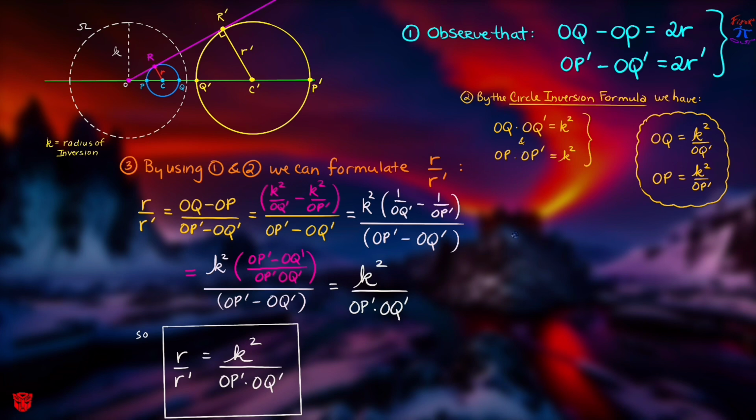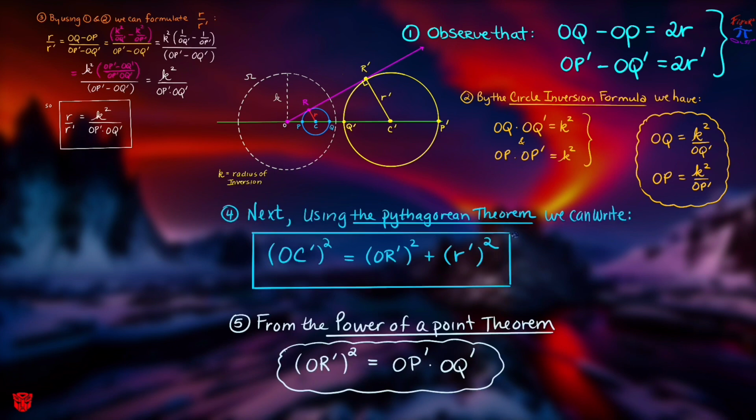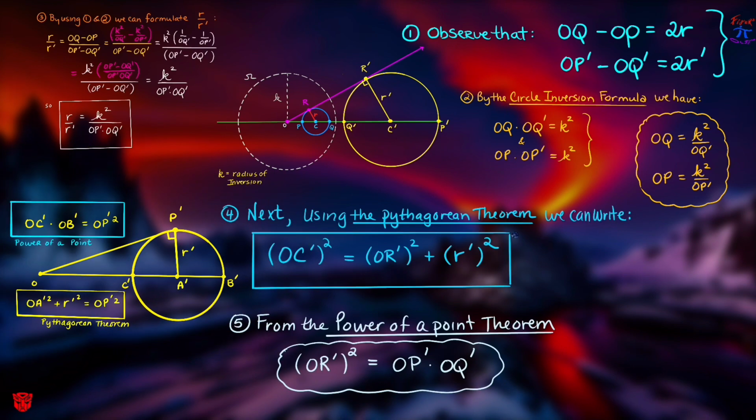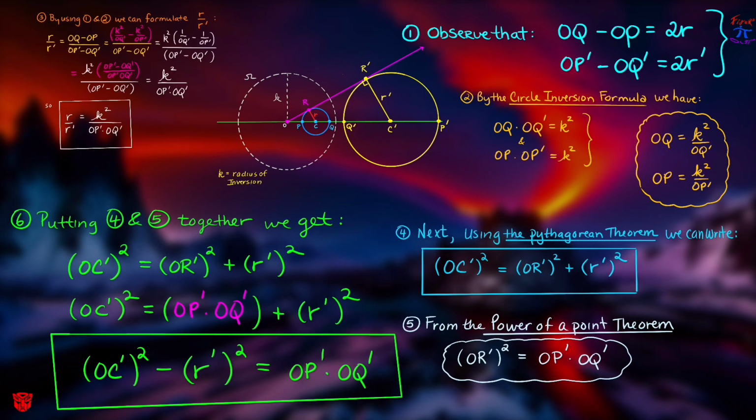Now, to go even further to simplify this formula, we're going to summon the Pythagorean theorem as well as the power of a point theorem to express OP prime times OQ prime in terms of OC prime and lowercase r prime, and we get here OC prime squared minus lowercase r prime squared as equal to the product OP prime OQ prime. And pause the video now to put all this together if this is a little too fast for you.